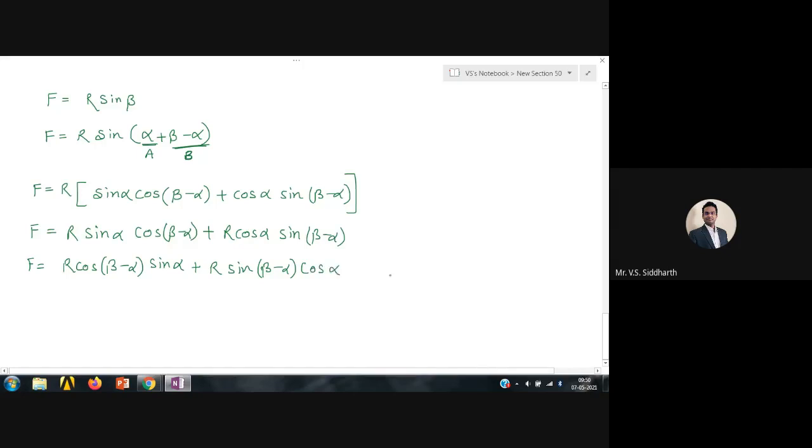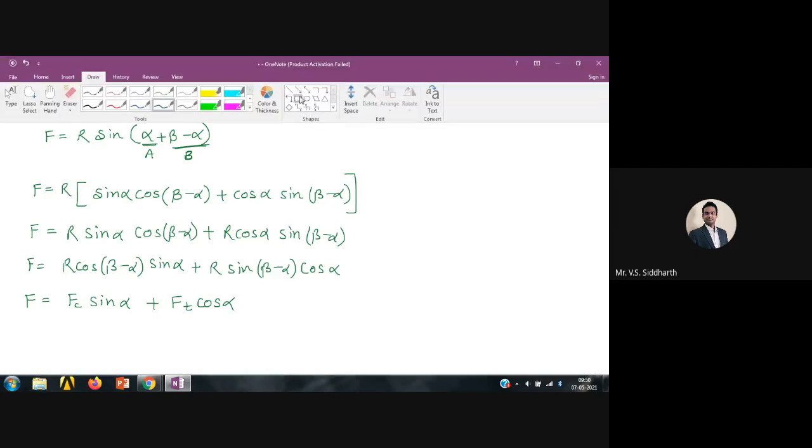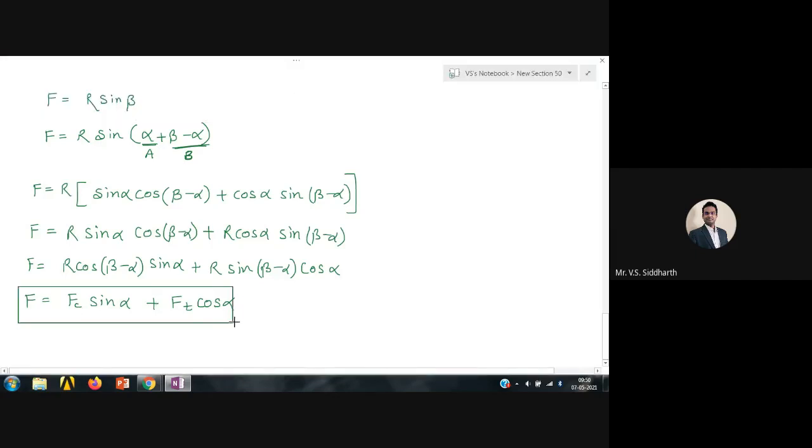Okay. Now, what is R sin beta minus alpha? F equals to, what is R cos beta minus alpha? R cos beta minus alpha is nothing but Fc sin alpha plus this will be Ft cos alpha. Clear? Clear or not clear?